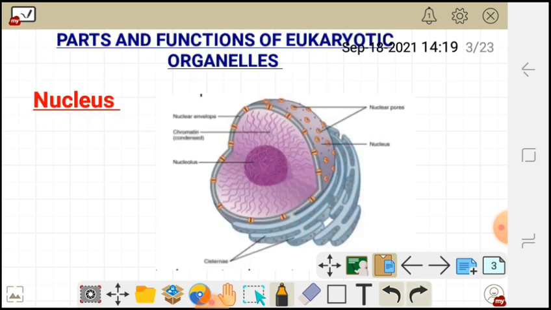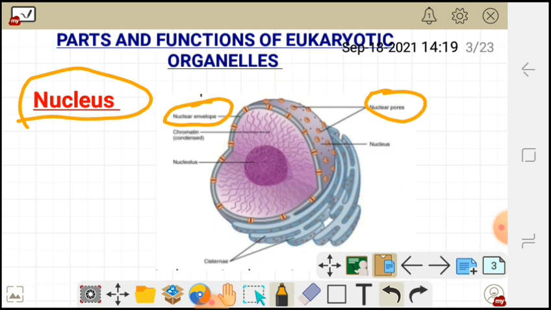Then let's also look at the parts and function of the eukaryotic organelles, the sub organs of a eukaryotic cell. So it has the nucleus. First part of it is the nucleus, the largest subunit in a eukaryotic cell. So the nucleus has the nuclear pores. It has what we call the nuclear envelope. It has the chromatids. So these chromatids have a hairlike structure which contains DNA inside. And then we have the nucleolus at the center.